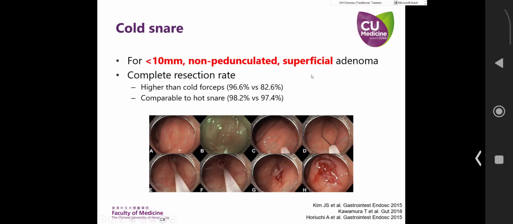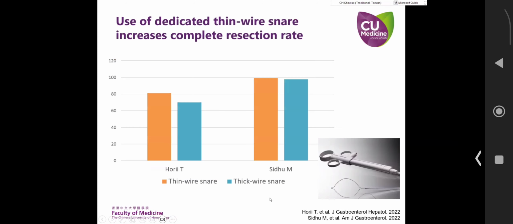Whenever you see a lesion, despite the small size, you should still do an NBI examination to determine the type of the lesion. And if you determine this is a low-grade adenoma, then you can think about cold snare polypectomy. Nowadays, we should use dedicated cold snares because they have a thinner wire than the traditional snares, so they can result in a higher complete resection rate according to the different literatures.